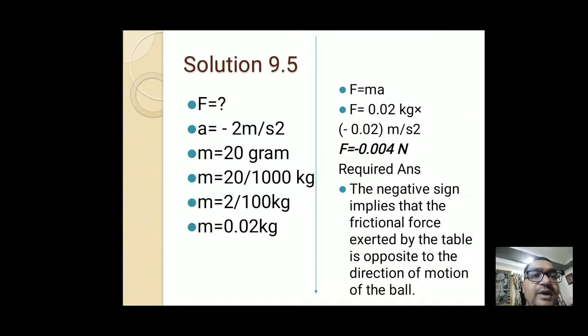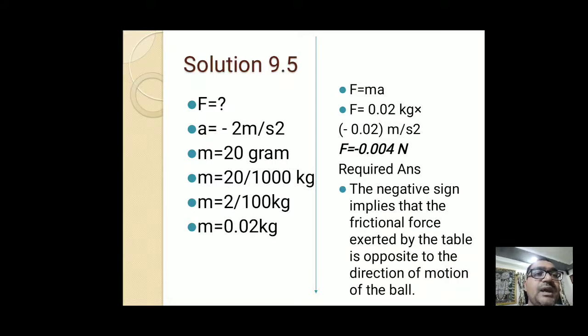We have to find F, and in the question the mass is given as 20 gram. Again, students, gram is not an SI unit, so we have to convert it into an SI unit. We divide by 1000 and it becomes kg. 20 divided by 1000 gives the final answer m equal to 0.02 kg. So we have got two things, acceleration and mass. The mass was already given, but we have converted it into the SI unit.